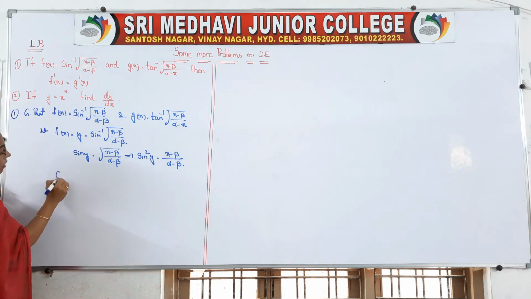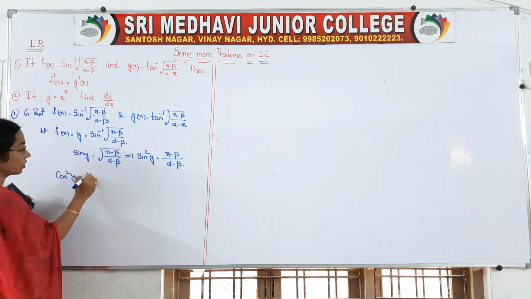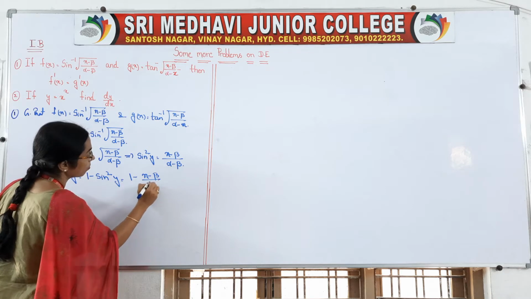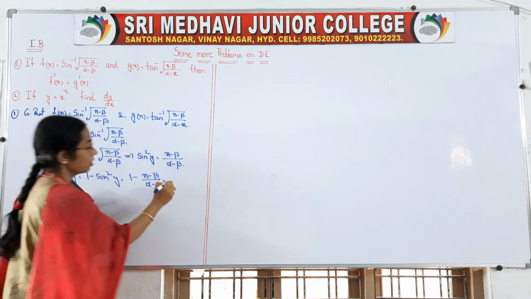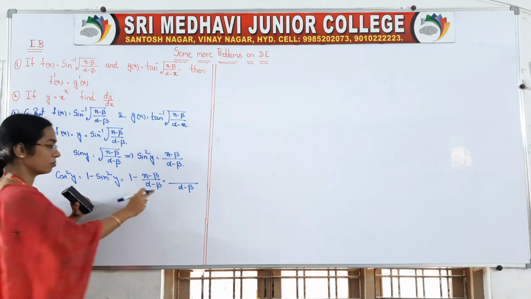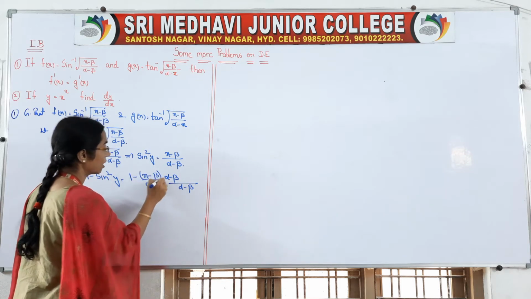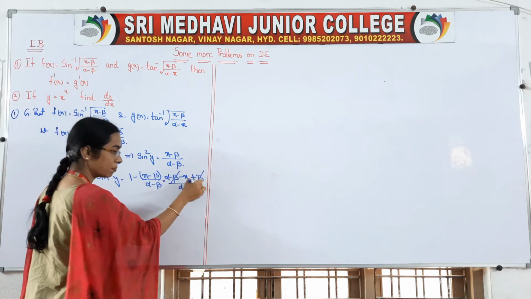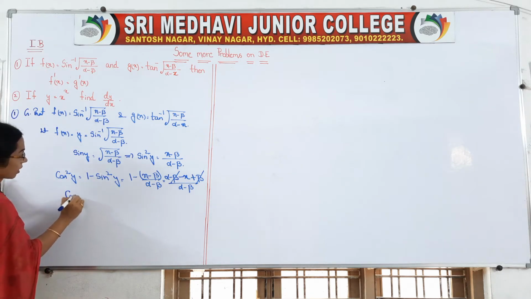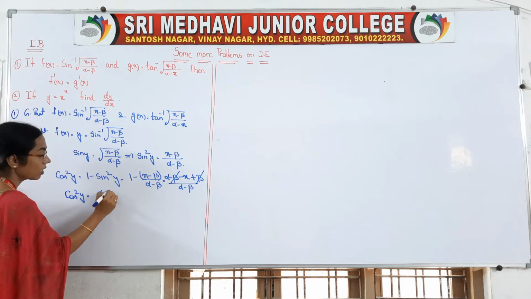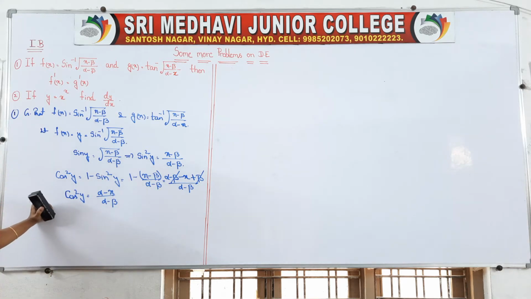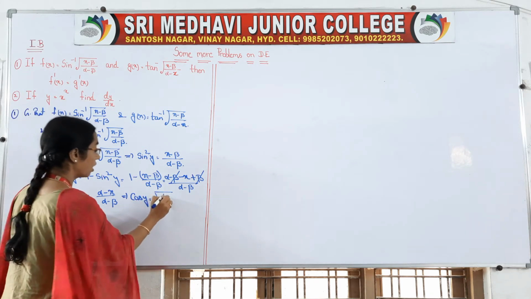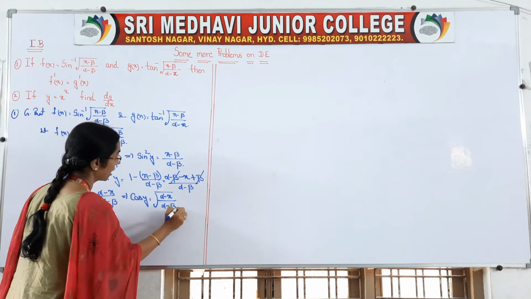Now you take cos square y. Cos square y is equal to 1 minus sine square y, is equal to 1 minus x minus beta by alpha minus beta. Take alpha minus beta as LCM. So you take minus x, minus of minus plus beta. Plus beta minus beta cancel. So your cos square y is equal to alpha minus x by alpha minus beta. Now you take your cos y. So cos y is equal to root of alpha minus x by alpha minus beta.